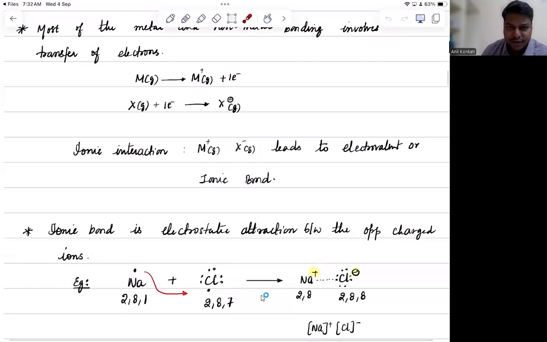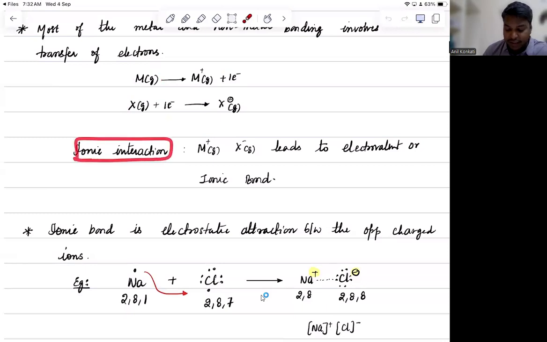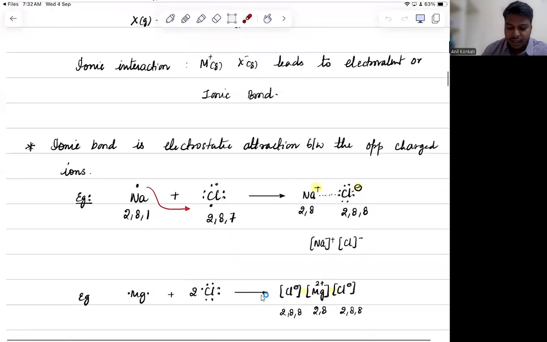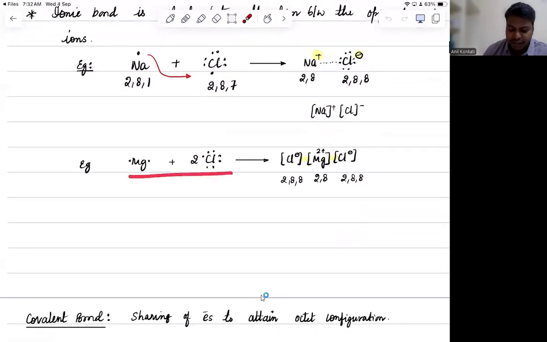If there is a complete transfer of electrons, like from this element an electron is lost and this element takes away the electron, then you get ions. The ionic interaction is what we call the ionic bond. Notice that an ionic bond is an electrostatic attraction between oppositely charged ions. If one electron is completely transferred, this will become Na+ and Cl-. These will have 2,8 and 2,8,8, and you can see the octet is completed in the valence shell. Similarly, in MgCl2, you get Mg2+ and Cl- and Cl- interacting with it, making an ionic bond.